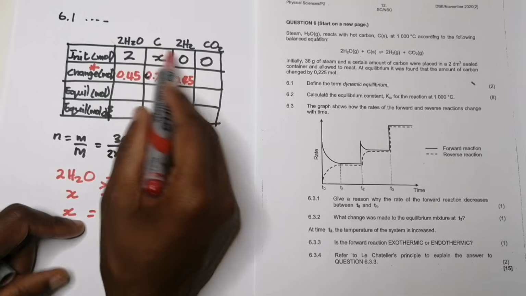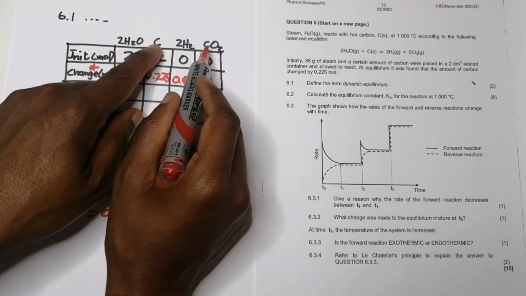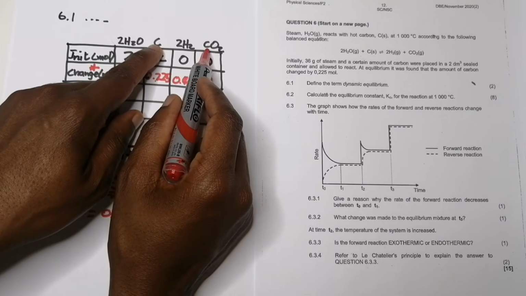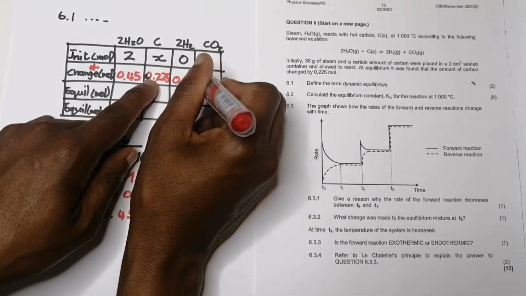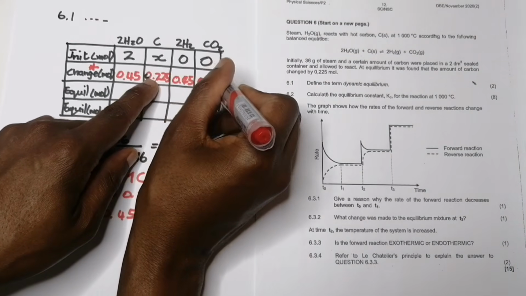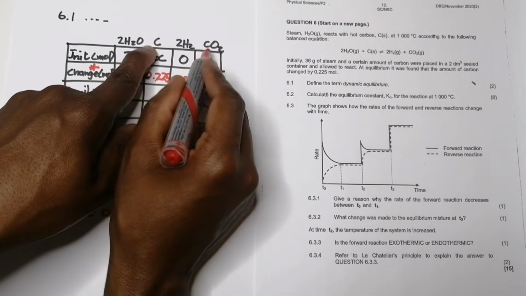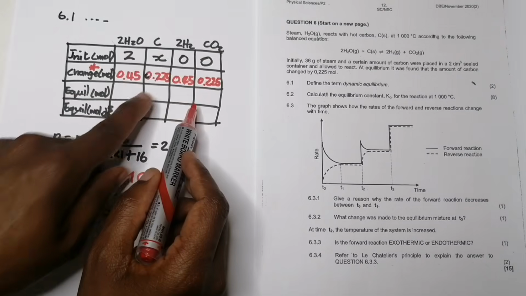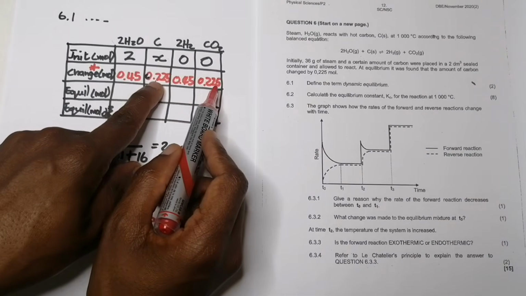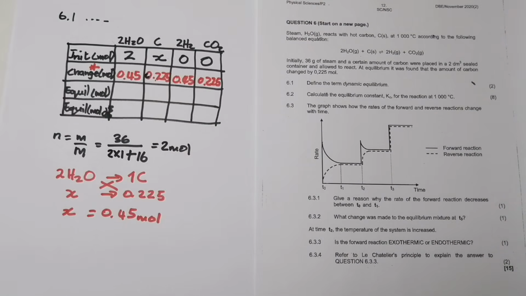And then again, I'm going to say, well, for every 1 carbon, I get 1 carbon dioxide. So for 0.225, how much do I get? I get 0.225. So it means for the same amount of carbon I use, I produce the same amount of carbon dioxide. So as a result, for 0.225, I will produce 0.225. Okay, so I hope that makes sense, ladies and gents.